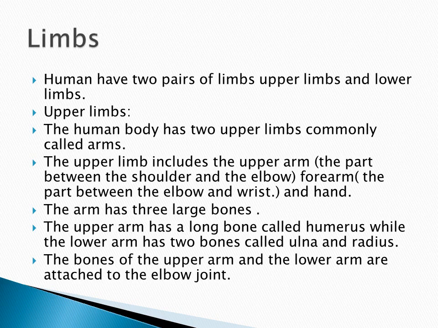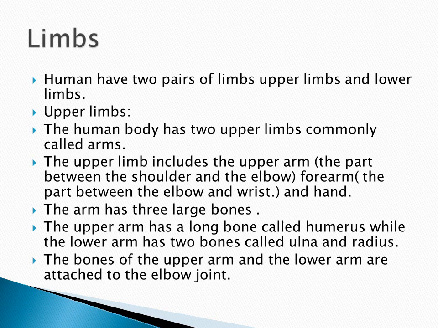Where is the upper arm present? Between the shoulder and the elbow. And the forearm is between the elbow and the wrist. So our whole arm is made up of 3 large bones. The upper arm bone is called the humerus, whereas the lower arm has 2 bones: one is the ulna and the second is the radius.